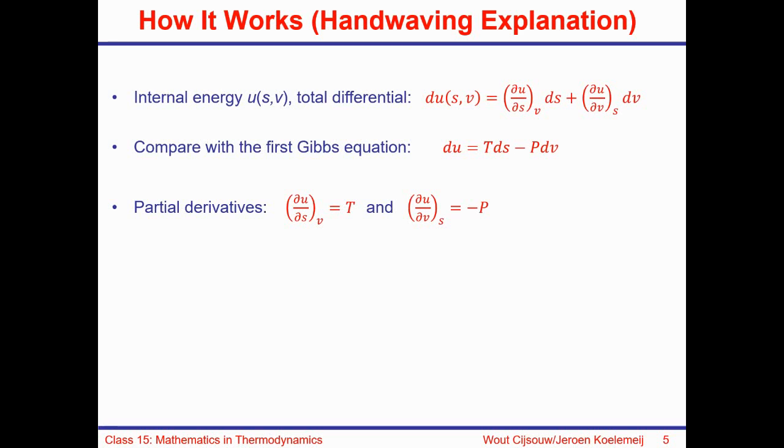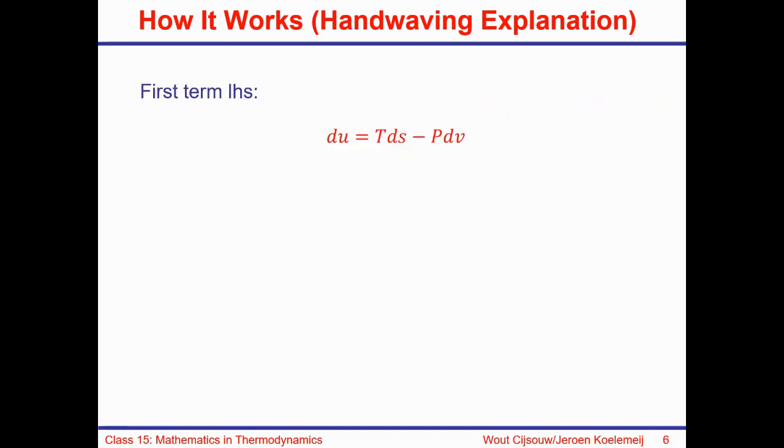Suppose we have an internal energy of the variables S and V. Then we can write down the total differential like we usually do. And then we can compare this total differential with the first Gibbs equation. And like we had seen before, it turns out that this partial derivative here is equal to T, and this partial derivative here is equal to minus P. All right, now let's keep this in mind.